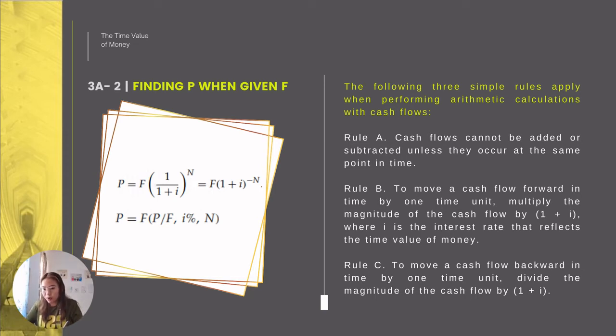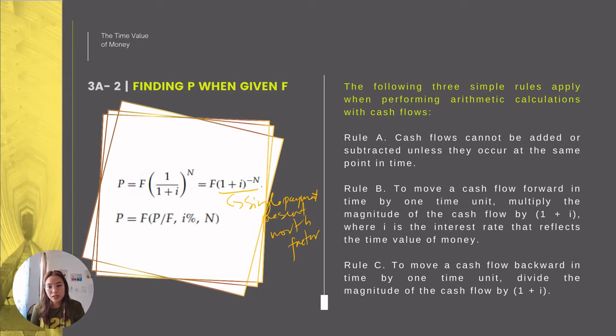This formula is the single payment present worth factor. Okay. And then we have the functional symbol P equals F times P over F at I percent N. So this will be read as find P given F at I percent interest rate in N periods. Okay.